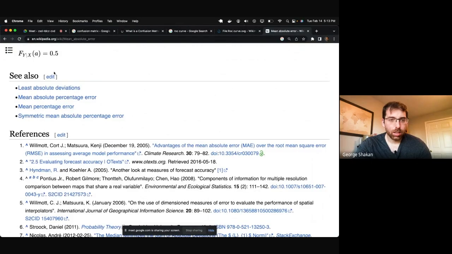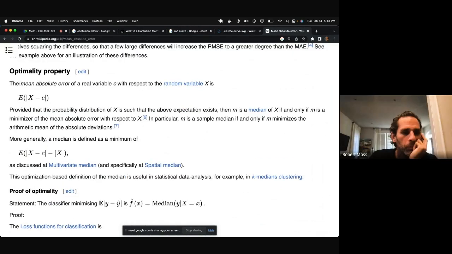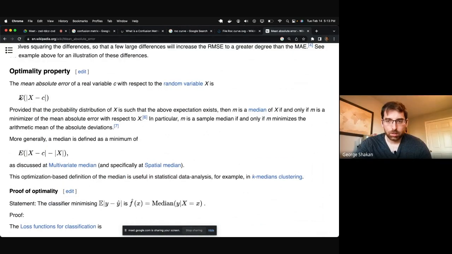But anyways, here's the real difference. If you minimize the mean squared error, you're trying to find the mean of the data, whereas if you minimize the absolute error, you're trying to find the median of the data. Yeah, they mentioned that. Why is that? They say proof of the optimality property. So when you just see the absolute value, eventually they just find the median.